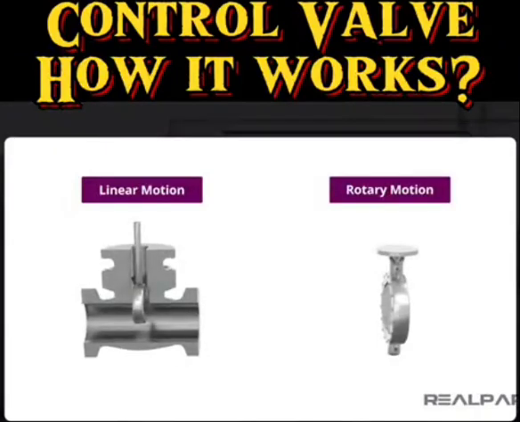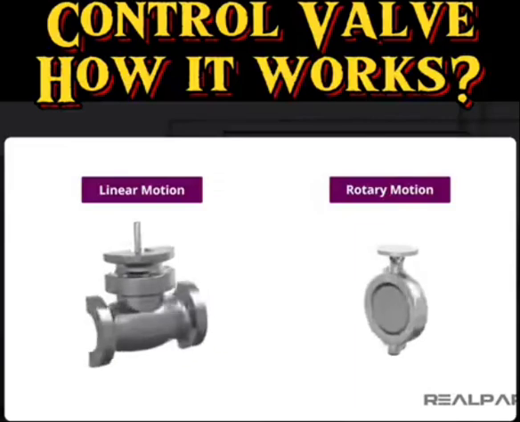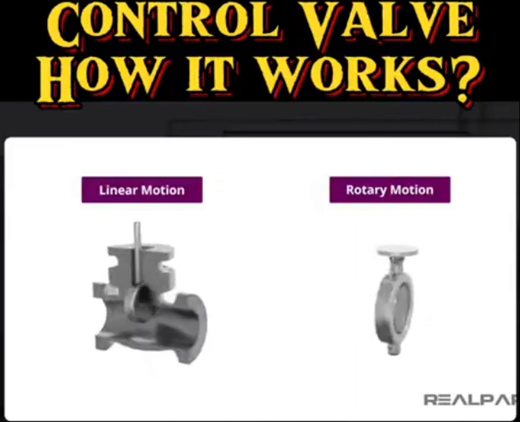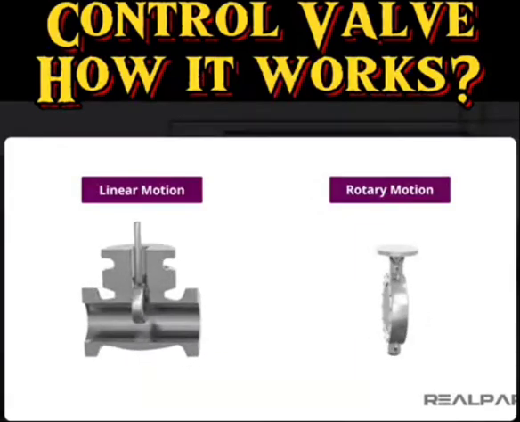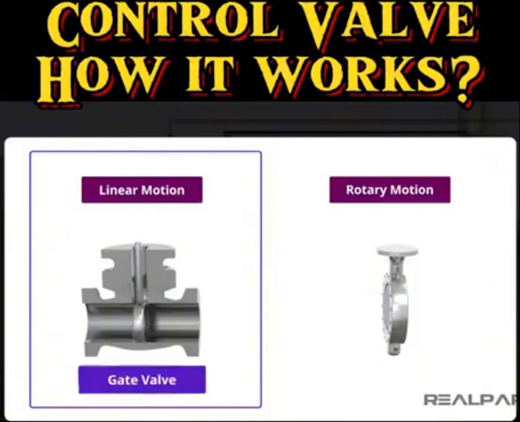Valve bodies are of different types or styles depending on service conditions, piping layout, and desired application. The two classes of control valves are linear motion and rotary motion. On a linear motion valve, the stem and valve movement is up and down. A common type of sliding control valve is the gate valve.